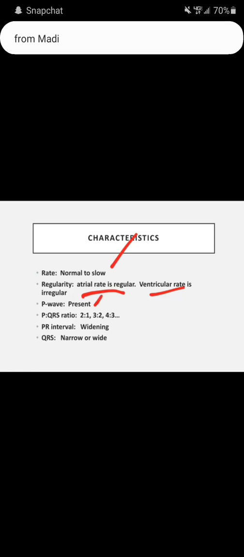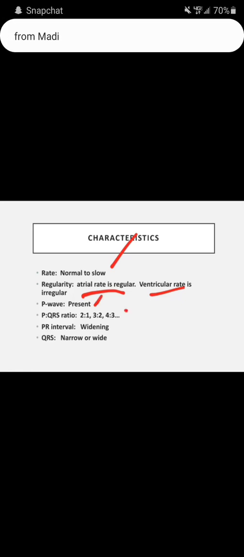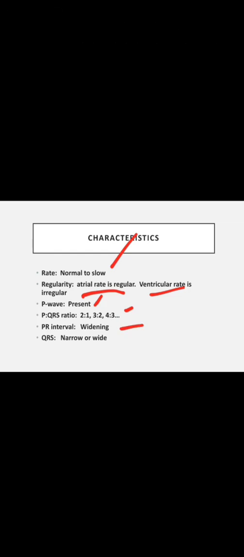All right, so the characteristics. Rate could be normal to slow. Regularity, like I said, you will have a normal, regular atrial rate, but an irregular ventricular rate. So basically all your P waves will be regular and your ventricular rate, your QRS complexes, will be irregular. P waves will be present. And then here's your P to QRS ratio. PR interval will be widening. And then the QRS complexes can be narrow or wide. Remember, this is not a ventricular problem.